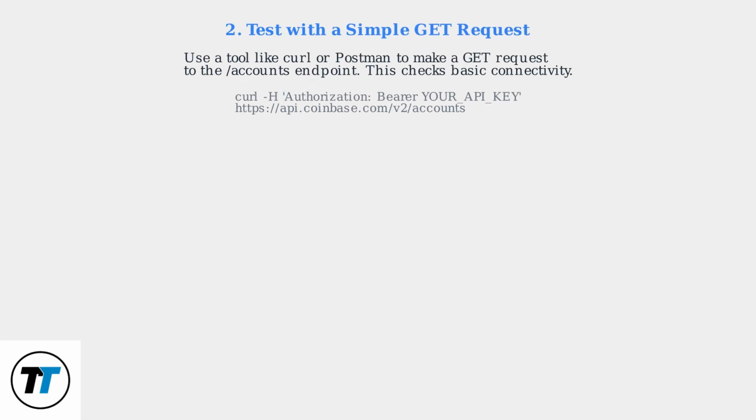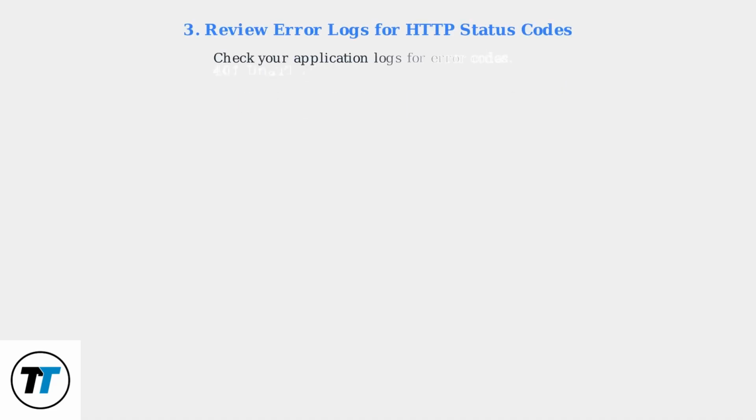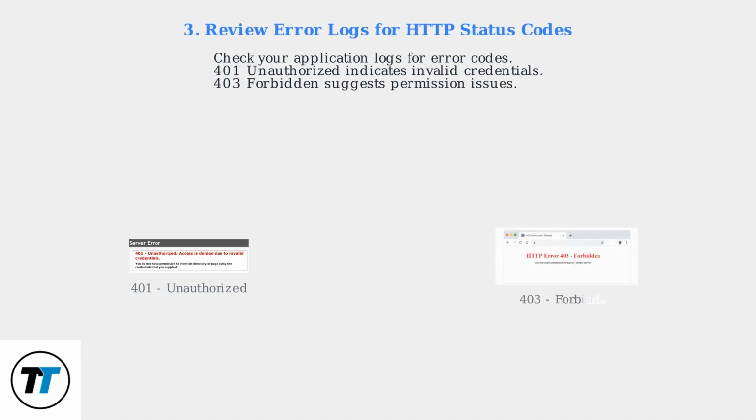You can use tools like curl or Postman. This verifies that your key has basic access and helps identify connectivity issues. Review your error logs for HTTP status codes. A 401 unauthorized error means your credentials are invalid, while a 403 forbidden error indicates permission problems. These codes provide valuable clues about what needs to be fixed.